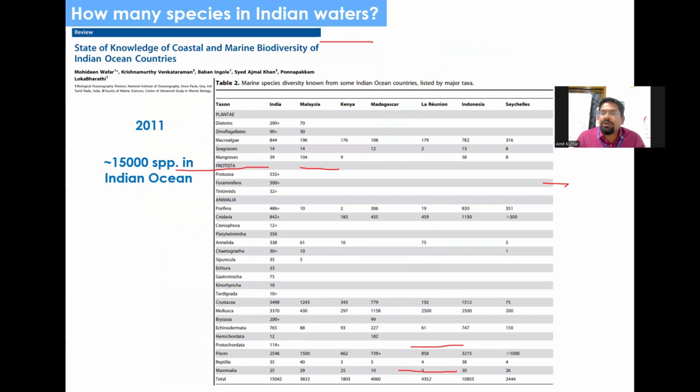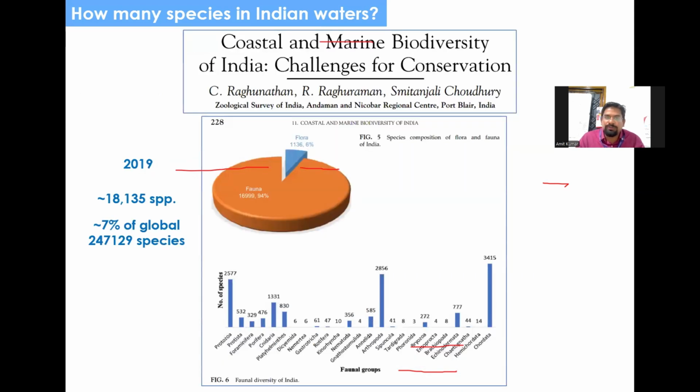Another paper, Wafar et al. 2011, has said that close to 15,000 species are present in the Indian Ocean. Again, we have to remember this paper has included not only the northern Indian Ocean diversity or the Indian exclusive economic zone, but also other parts of the Indian Ocean. So overall, close to 15,000 species were reported, and largely those species were reported from Indian waters.